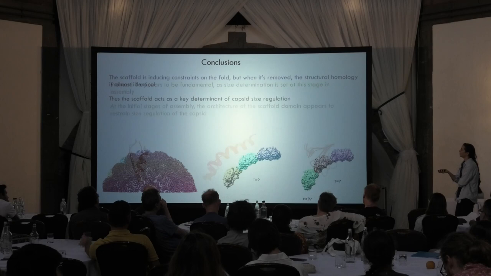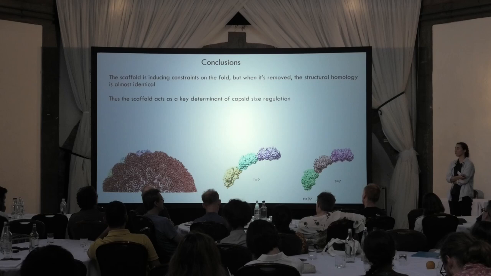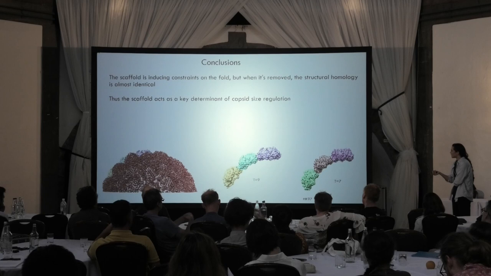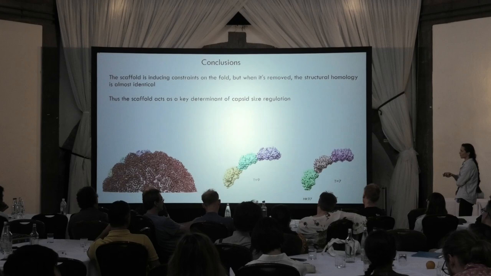Just a similar sentiment, we think that scaffold is inducing constraints on the capsid initially during assembly, and is acting as a pretty key regulator, a mechanism of size determination. What I have down here is just a schematic further illustrating the differences between T=7 and T=9, induced largely by the scaffold domain we talked about. This is our D3 prohead 1 orienting us for the differences.